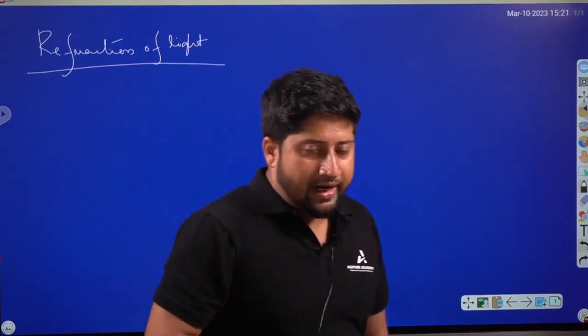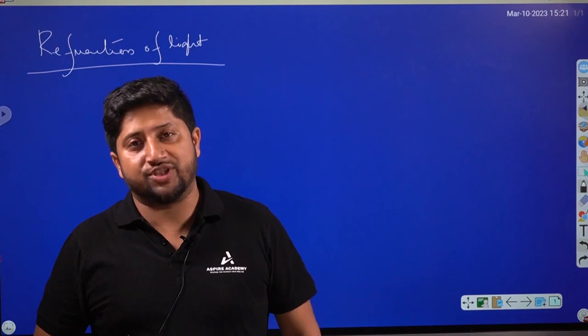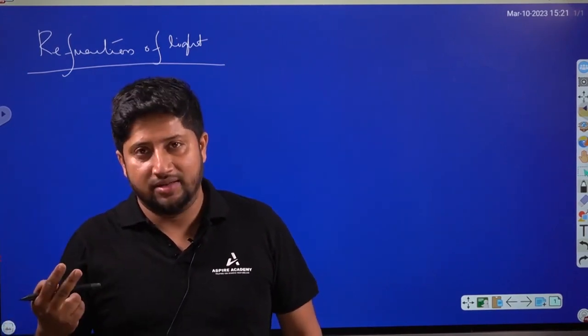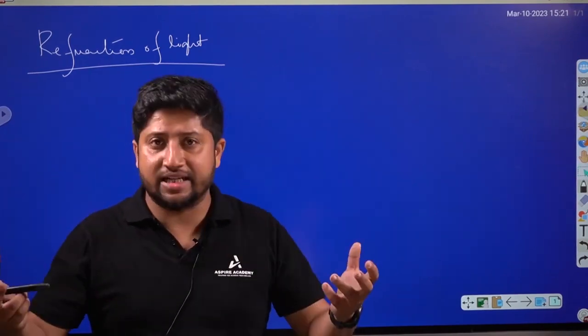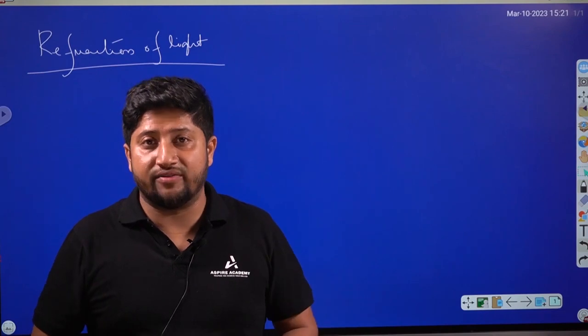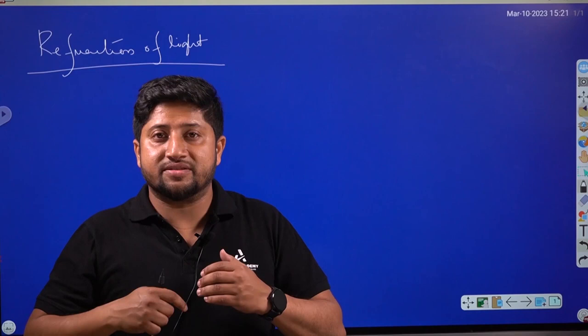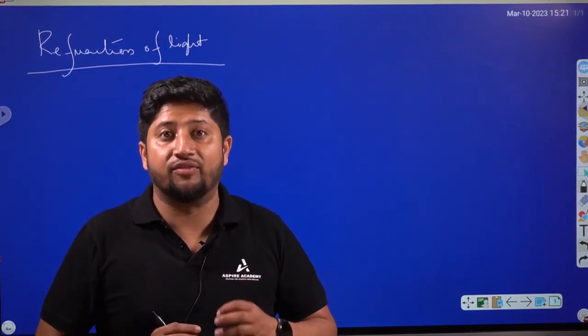So there are two terms in light: refraction of light and reflection of light. We have completed the syllabus of reflection of light. So what is reflection of light? We have already discussed: whenever a ray of light traveling through one medium strikes a rough or polished surface and bounces back into the same medium, this phenomenon is called reflection of light.